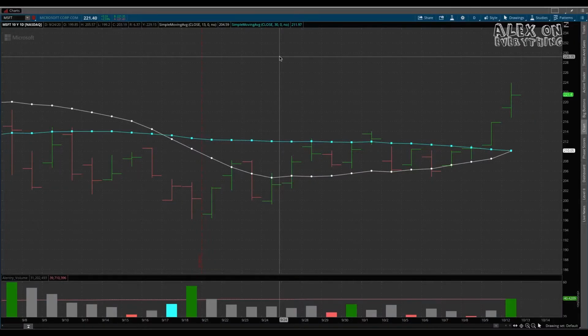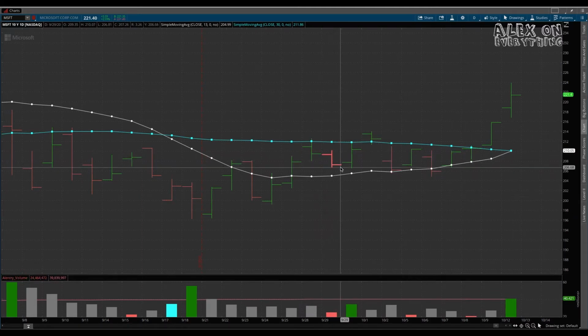Hey everybody, I wanted to do a quick review on simple moving averages and using moving averages to find stocks that are getting ready to go higher. So this chart right here is a chart from Microsoft. The ticker is MSFT, and this is a daily chart. So each one of these bars is a day.